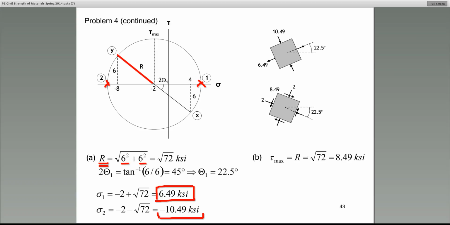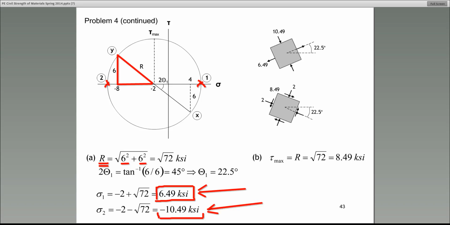The 1, 6 is here. You see that? This is a 90-degree triangle. And the other 6 is this, the distance between -2 and -8. That's 6 units. So does everybody see that? That's how I calculate the radius. And then I use the radius to come up with the coordinates of sigma 1 and the coordinate of sigma 2.